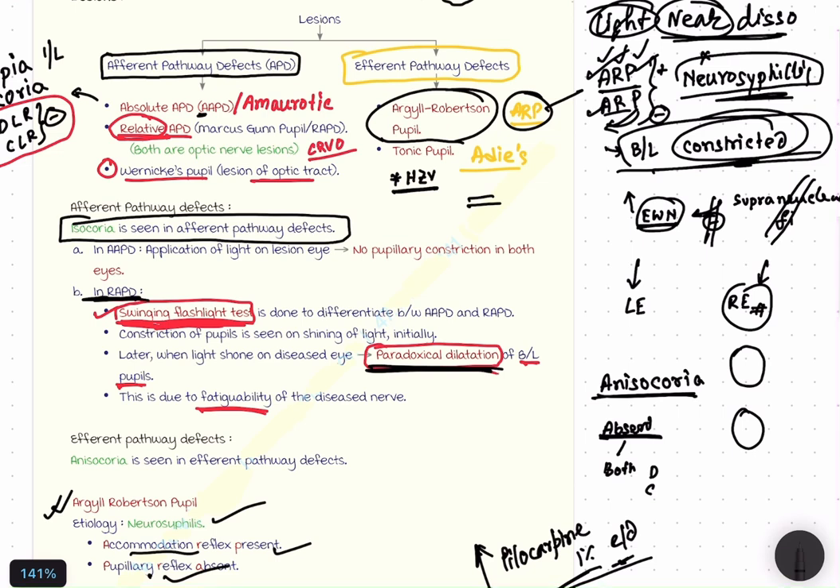Tonic pupil, or Adie's pupil, is where you will see anisocoria on presentation, and no matter whether you give light to the affected eye or the unaffected eye, it will remain dilated. The association is Herpes Zoster or other neuropathies. The accommodation reflex is present, there is denervation hypersensitivity, and it will respond to 0.1% pilocarpine. Pharmacological mydriasis will not respond to any miotic agent, and there will be loss of the accommodation reflex.